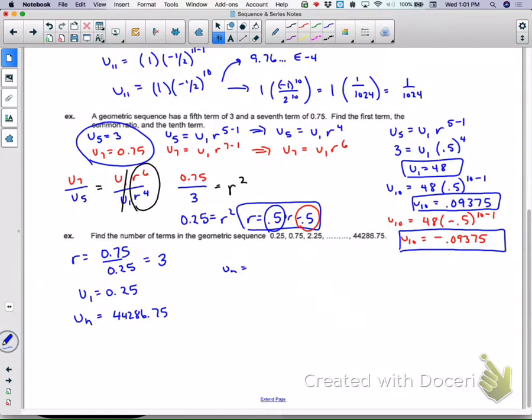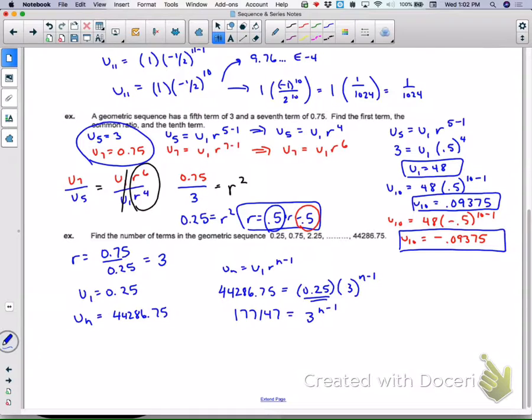Okay. So here's my equation. 44286.75 is equal to 0.25. Don't know what r is. I'm sorry, I do know what r is, to the n minus 1 power. Okay, so we start to solve this here. Divide by the 0.25. I get 177147 is equal to 3 to the n minus 1 power. And we're going to solve this by graphing.